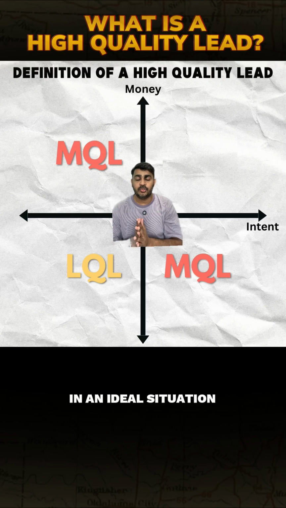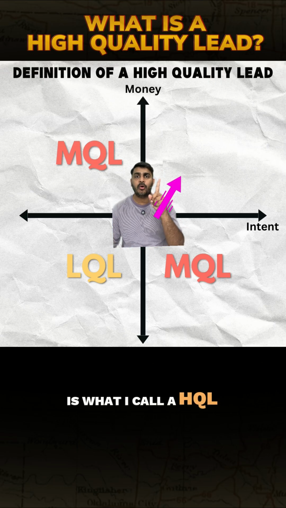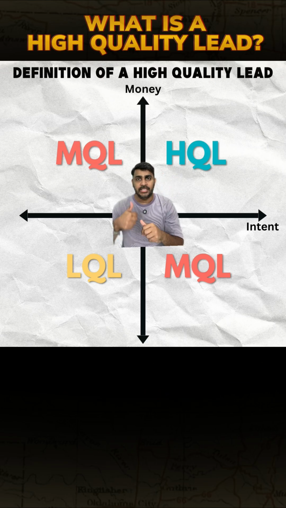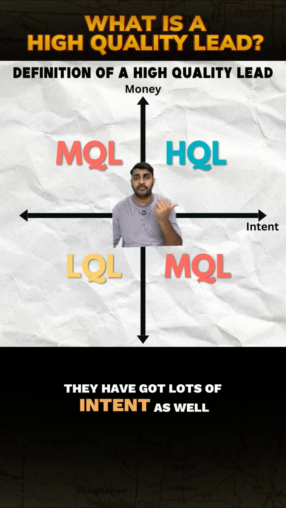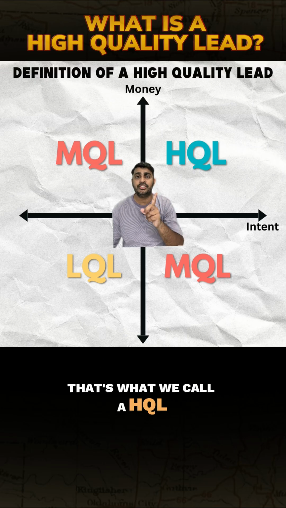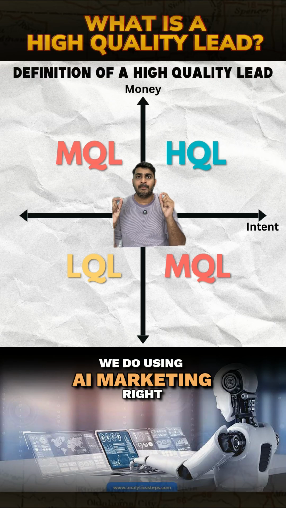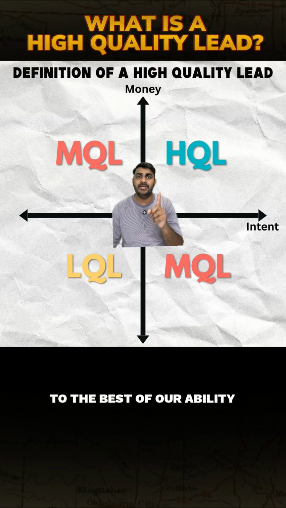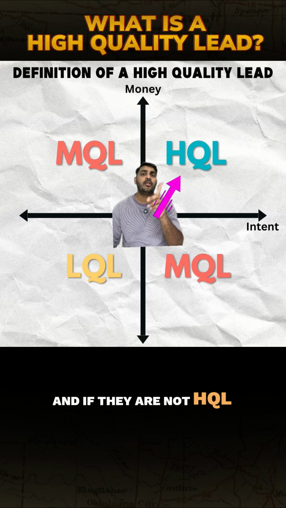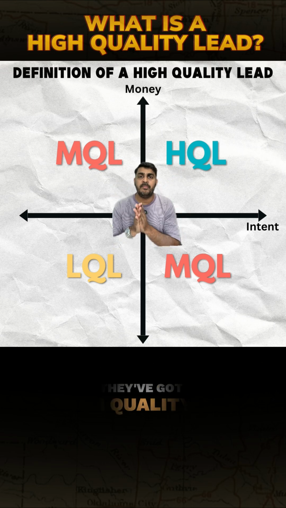In an ideal situation, what I like to get for all of my clients is what I call a HQL. What's a HQL? They have got money, or access to money, and number two, they have got lots of intent as well. That's what we call a HQL. And the kind of targeting that we do using AI marketing makes sure that all the leads that come in, to the best of our ability, are HQL. And if they are not HQL, at least they are the MQL over here, the medium quality leads.